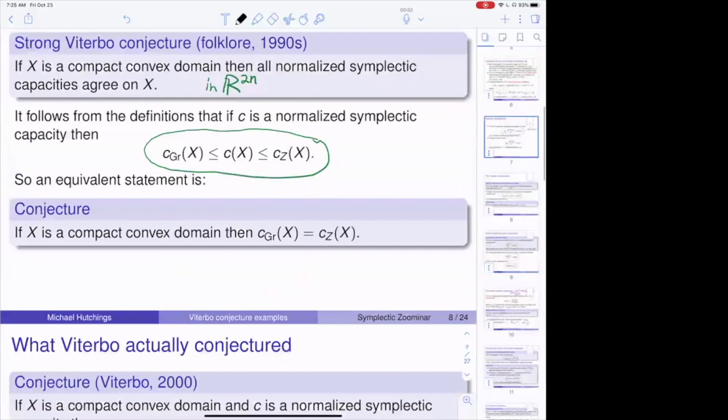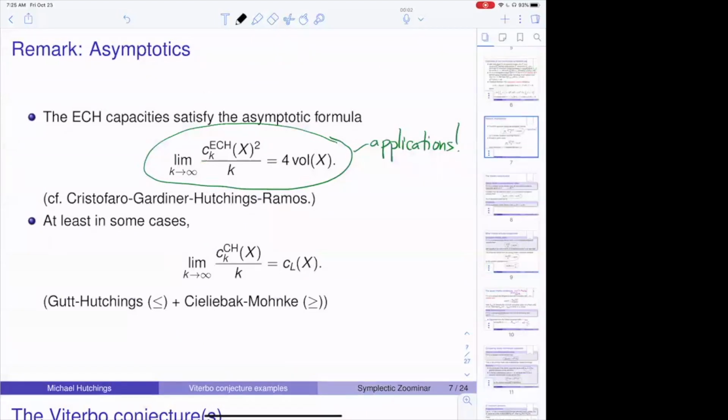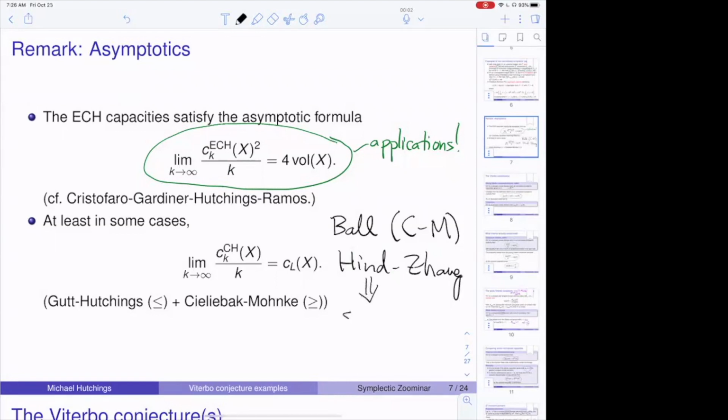Is true. Yeah. So this is certainly known for the ball, and that was proved by Symplectic and Monka. There's a recent paper by Hind and Zhang, which gives instructions to Lagrangians in 4 dimensions, and this sort of implies the statement for some ellipsoids. And there's a more general work in progress by a student of Kai Symplectic, but I'm not sure exactly what I should say about that. So you might want to ask him.